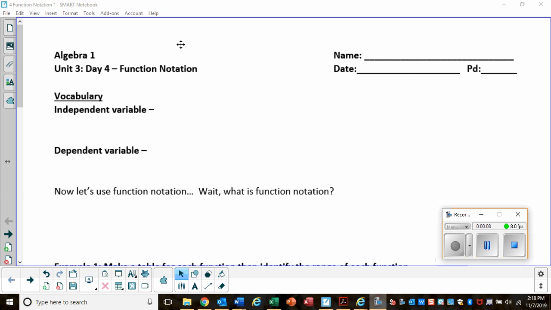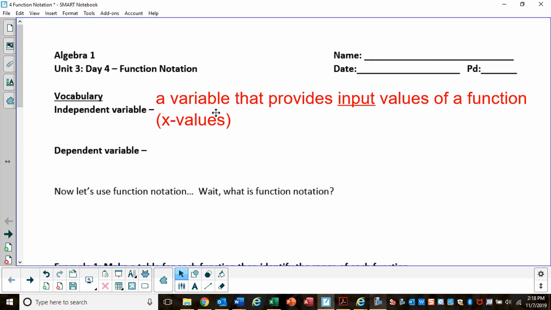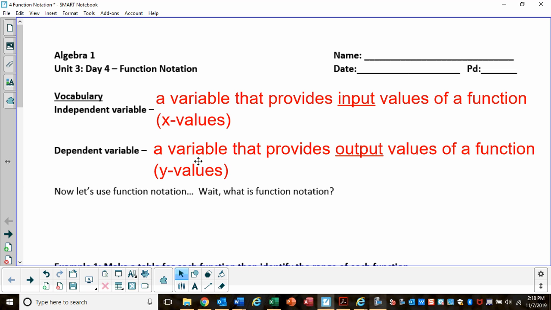First we have to do our vocab, which is independent variable. Independent variable here is a variable that provides input values of a function, so it's our x values, and dependent variable is a variable that provides the output values of a function, the y values.